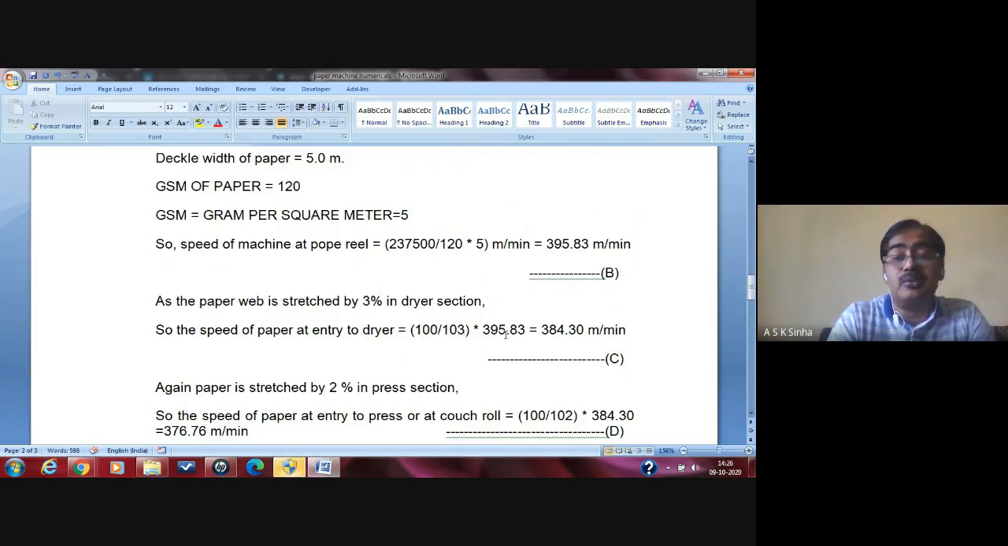So the speed of the paper at the entry to the dryer may be taken here as 100 by 103 into 395.83. Again the question will be coming, why we are multiplying by this figure 100 by 103? Because it's being stretched by 3%. The initial speed is 100, so it is stretching by 3%, the final will be 103, right? And that's why 100 by 103 multiplied by the speed at the top reel, that means at the end of the dryer, that will give the initial speed, right? So it will be coming 384.30 meter per minute.